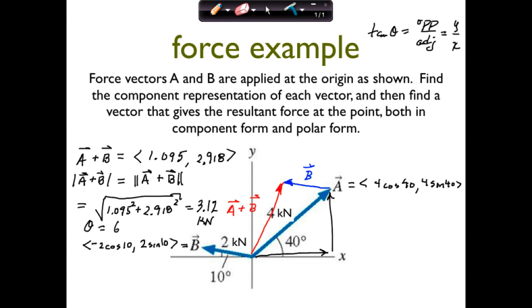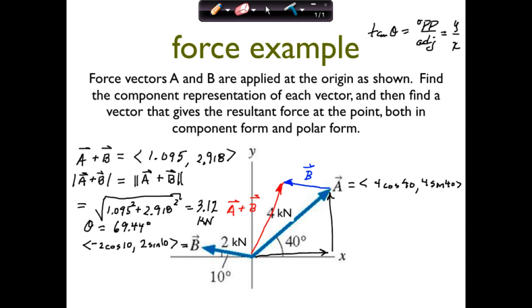All right, good. Does it look right in the picture? That it could be about 3 kilonewtons at about 70 degrees. Does that agree with our sketch of the red vector? Yeah. Questions on this example?